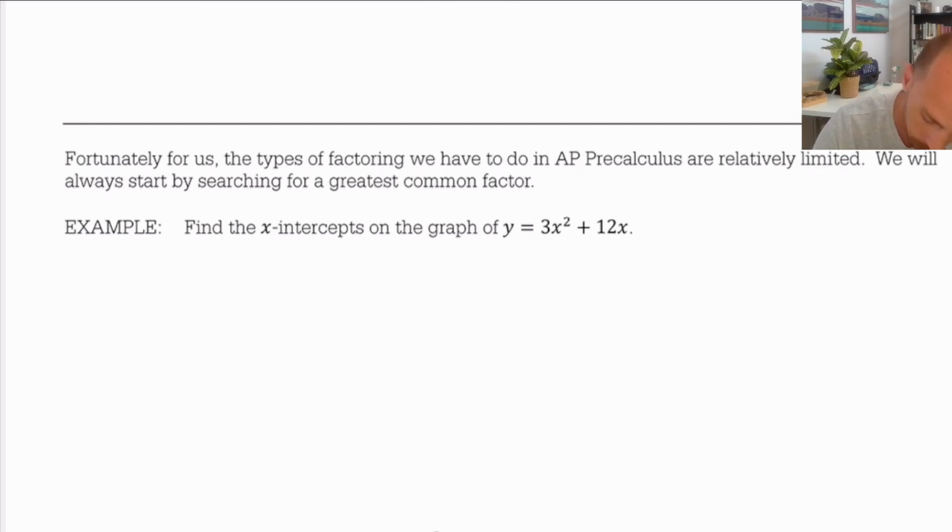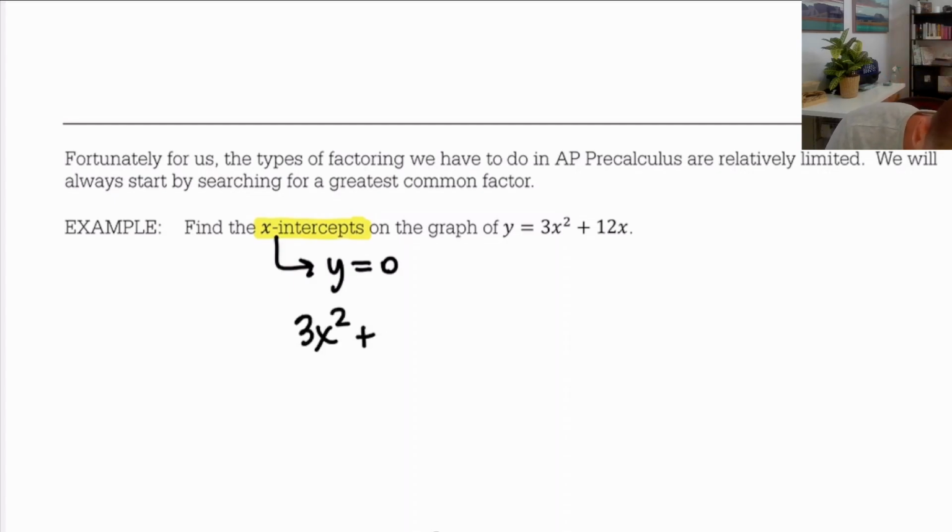First example would be: find the x-intercepts on the graph of y equals 3x squared plus 12x. And we talked about x-intercepts last time. Those are places where y is equal to 0. So I'm going to start off by decoding that. Y equals 0. I've got a formula for y. That's 3x squared plus 12x equals 0.